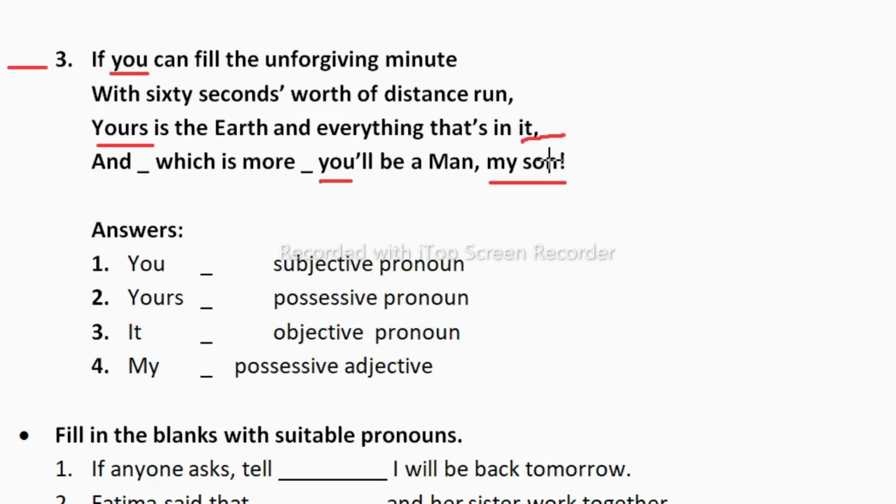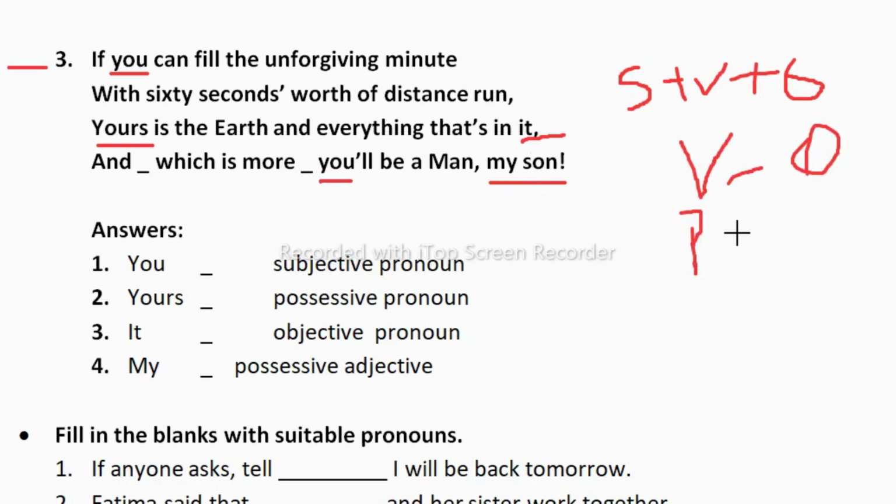So this is all as I discussed in the last video: subject plus verb plus object. So after verbs, objects will follow. Then after verb, objects. After a preposition, objects will come. So you can see here in, which is a preposition. After in, definitely it will be an object. So this is the objective pronoun. Now let's move to the next exercise.